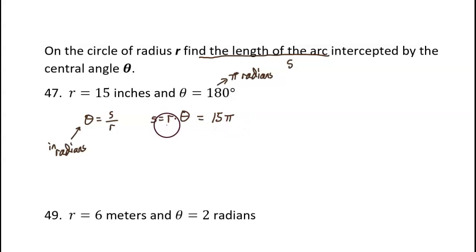S is an arc length. The other length in the problem was measured in inches, so this one should be labeled inches. If you want, you can take your calculator and go 15 times 3.14, and that'll give you the answer as a decimal. But actually writing 15 pi is both faster and more accurate.